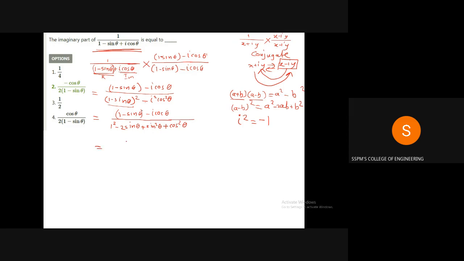So we have 1 minus sin theta minus i cos theta divided by 1 square minus 2 sin theta plus sin square theta plus cos square theta. See again, what is this? Sin square theta plus cos square theta is equal to 1. So the combination of this term is 1. So we have 1.